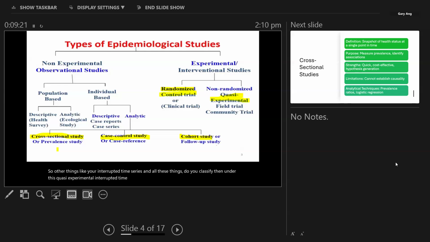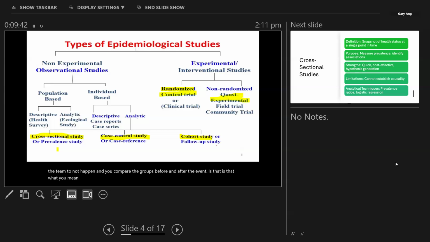Maybe you can explain what is interrupted time series? I think you are the lecturer here. Okay, so interrupted time series, I'm not sure in what context, but what I know is that sometimes you have some intervention, some event that causes the thing to not happen, and you compare the groups before and after the event. Is that what you mean?